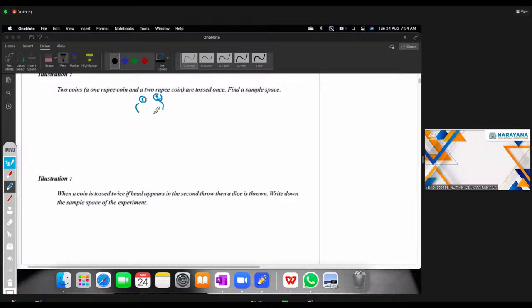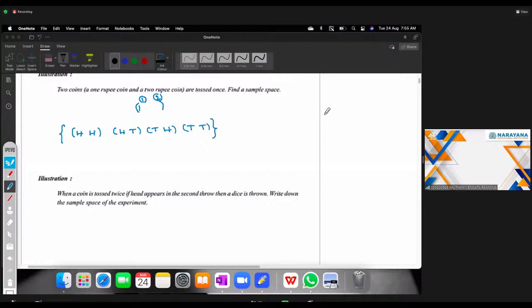The possible outcomes are: head and head is possible, head and tail is possible, tail and head is possible, tail and tail is also possible. This is the sample space. These are all the possible events.